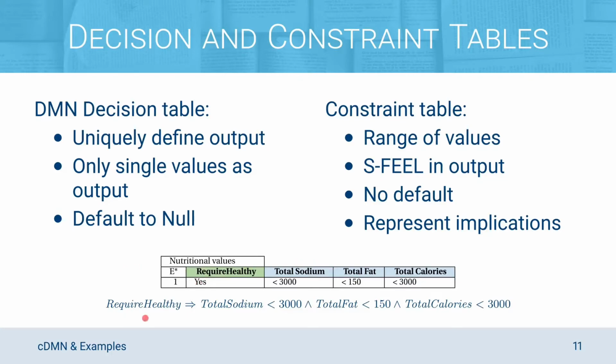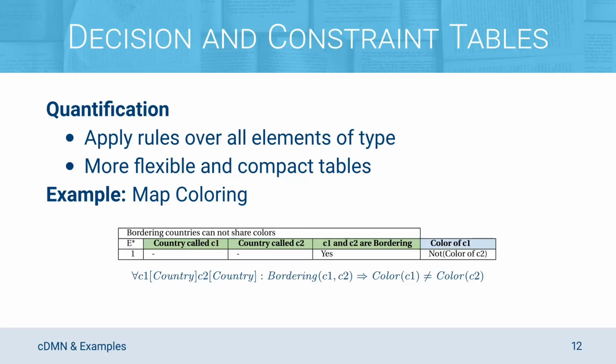And this can be translated to first order logic as such. We also add quantification in cDMN, and this allows us to apply rules over all elements of a type. So this also allows for more flexible and compact tables. For example, in the map coloring problem, where we have a map and we want to color it in such a way that no two countries share the same color, we could simply say that for every country called C1 and every country called C2, if they border, then they cannot have the same color.